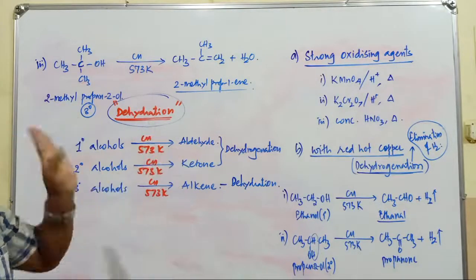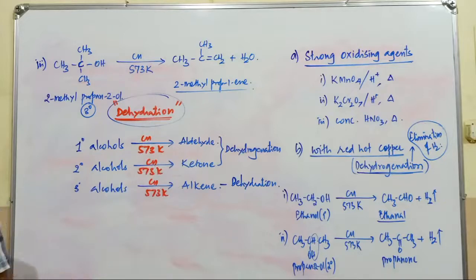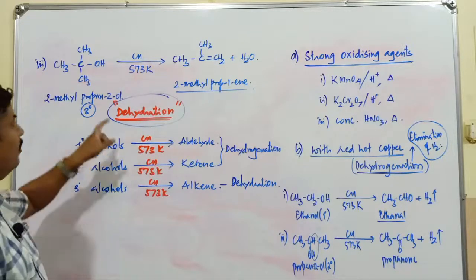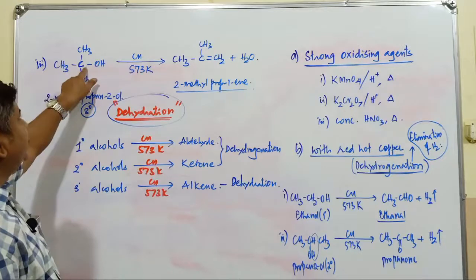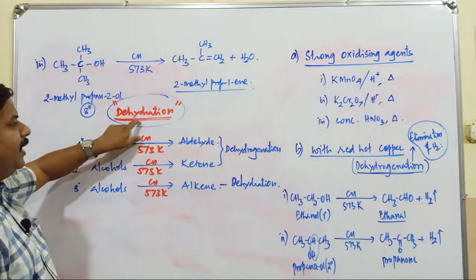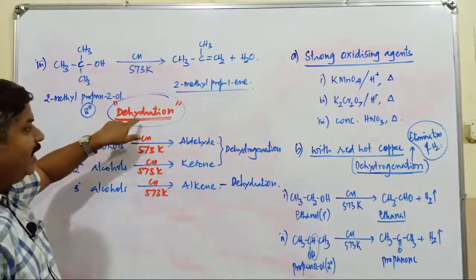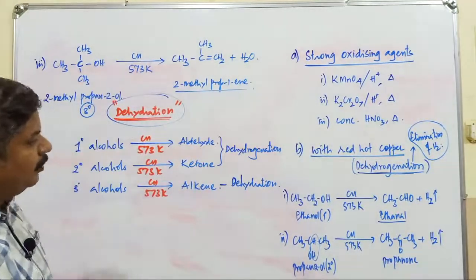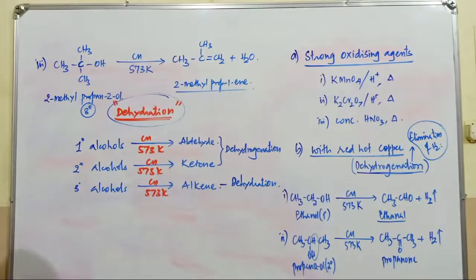Clear? So this reaction with red hot copper is commonly called dehydrogenation. But with respect to tertiary alcohols, since there is absence of hydrogen on the tertiary carbon atom, the process is known as dehydration. It is not dehydrogenation. Copy this one first.